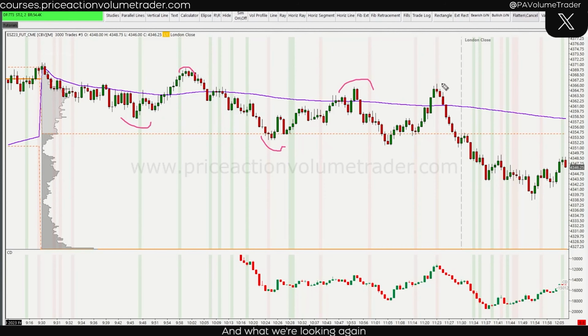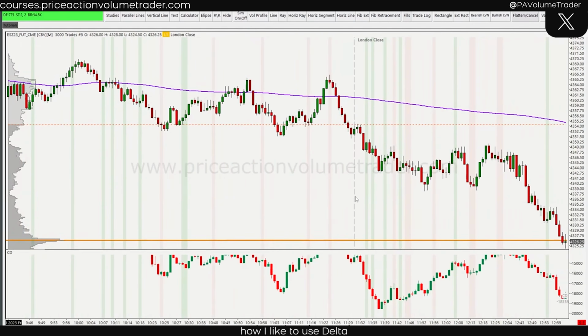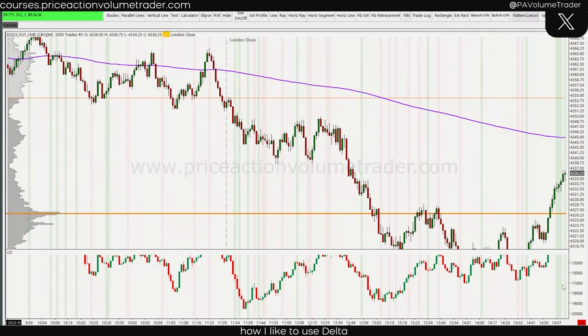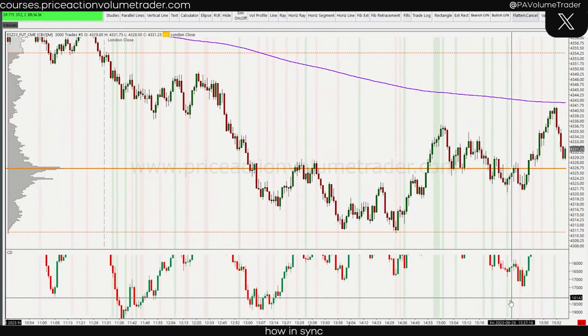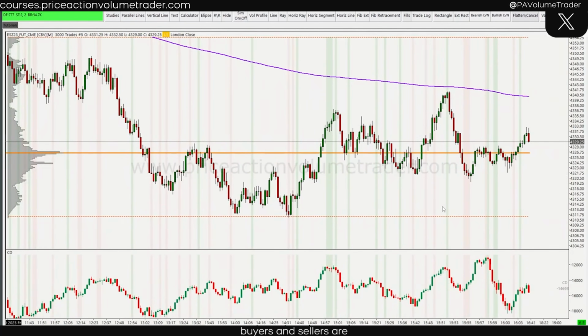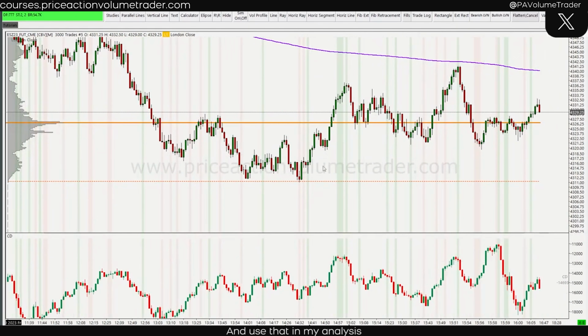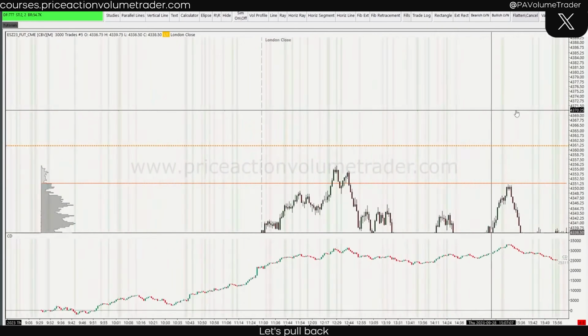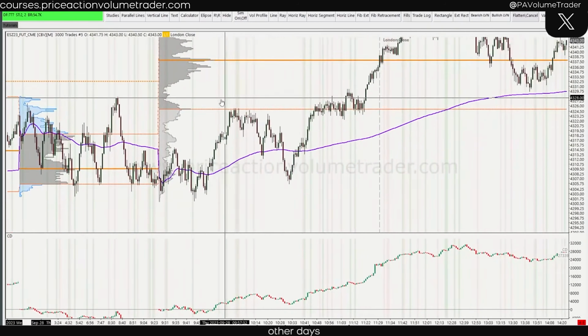So these individual candle divergences are especially good when we are revisiting old significant swing high and low levels. And what we're looking for again is just trapped traders. We're looking for aggressive traders to be caught on the wrong side of the market. But again, that's pretty much how I like to use delta. I just want to see how in sync the passive and the aggressive buyers and sellers are and use that in my analysis. Let's pull back and just go see other days.